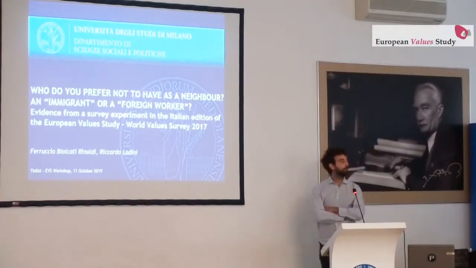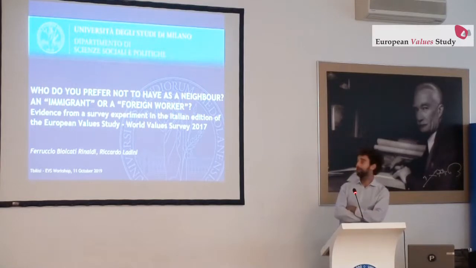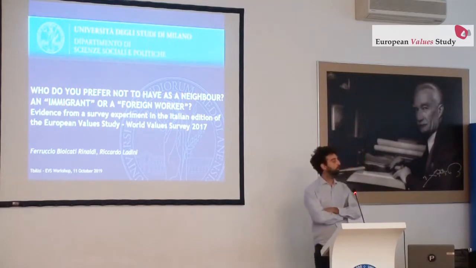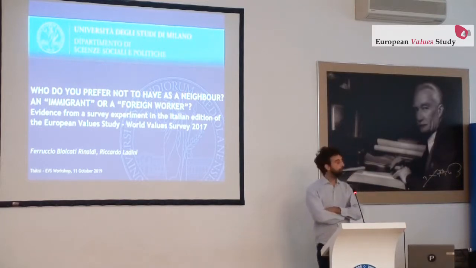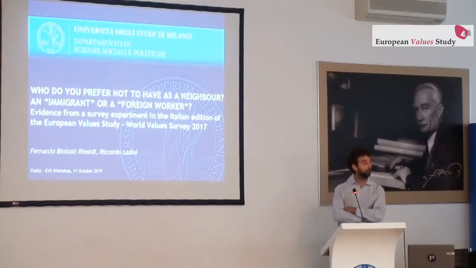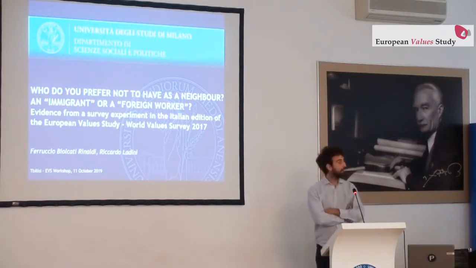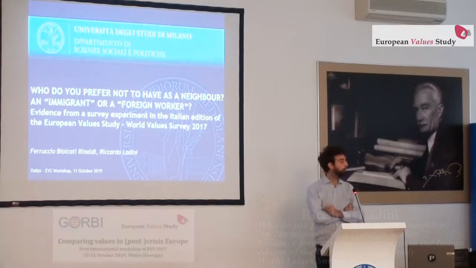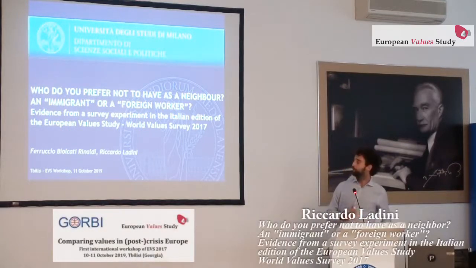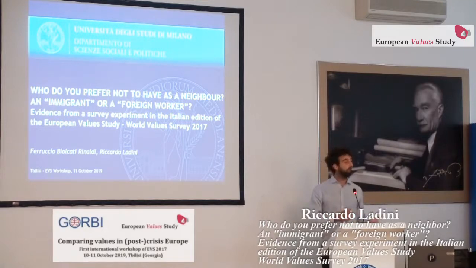I present a paper written with Ferruccio Biolcati about one specific item which is present in the European Values Study and World Values Survey since the first edition, an item related to the social distance of immigrants and foreign workers. We know that the European Values Study has a long history, as do its items, so we try to explore the meaning and working of one specific item which could have some semantic overlapping, some sort of ambiguity, because the item asks: do you not want as neighbor immigrants or foreign workers?